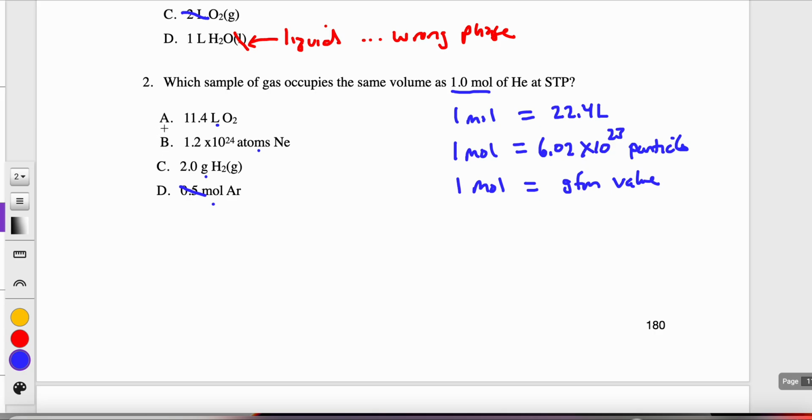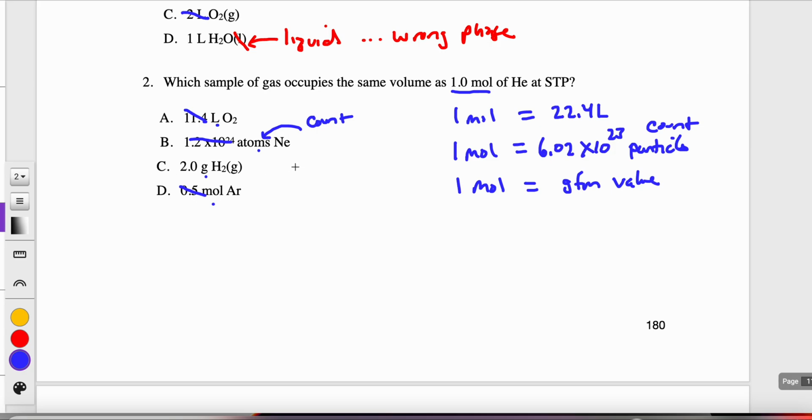So when we take a look at response A, it's in liters, so we have to compare it to this one. Well, 1 mole is 22.4 liters. This one is not 22.4, so it's not the best answer. Atoms would be an example of a count, just like particles. So 1 mole has Avogadro's number as a count, 6.02 times 10 to the 23rd. And we look at this one, it says 10 to the 24th, so it's the wrong count. So that leaves us with answer C. It should be the best answer.